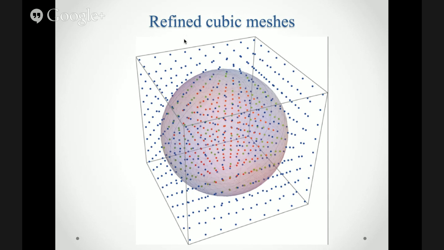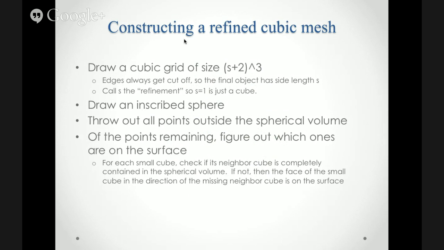This is kind of hard to see here, but the blue points are all outside the sphere, the red points are completely inside the sphere, and the green points are right on the edge. The green points are the ones you keep, and you make sure you know who is whose neighbor, and that gives you your mesh, basically. There are some details here. You have to do it cube-wise because you can't throw out part of a cube.